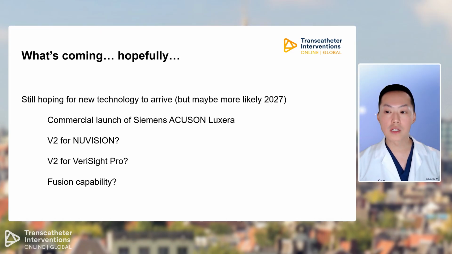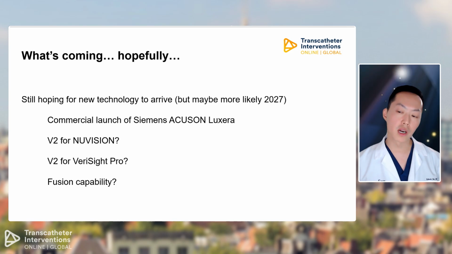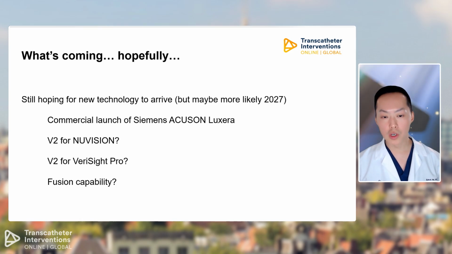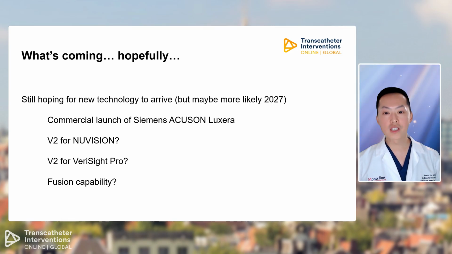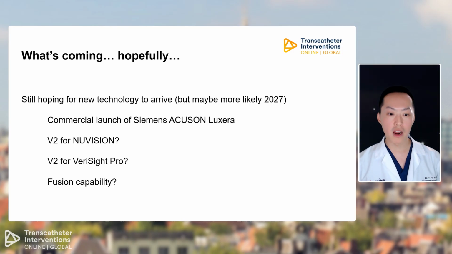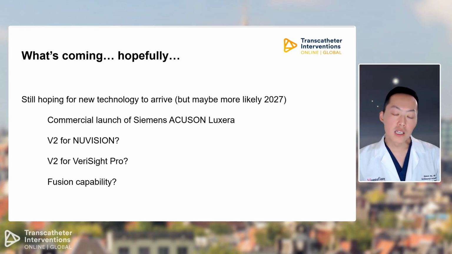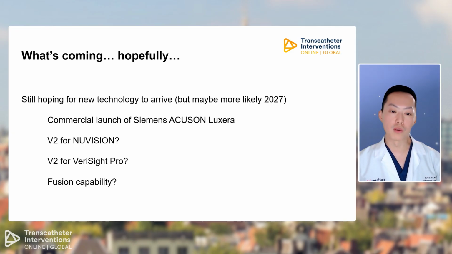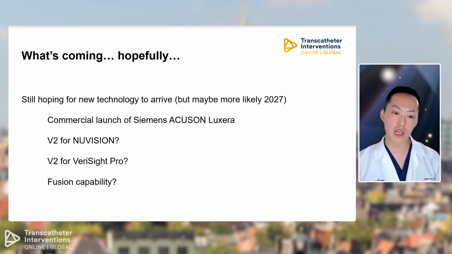So then, what else is coming this year? I don't know if we're going to have commercially available new launches just yet, but I think in the next year or two, we're going to see it. Luxera hopefully will get approval relatively soon, and then maybe we'll be able to actually get our hands on it. And I think we'll see version 2 of Verisight and New Vision soon. So hopefully we'll have those coming, and that will be exciting as well.